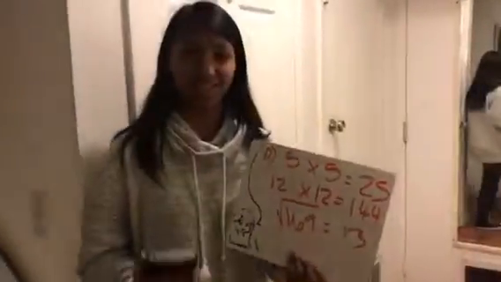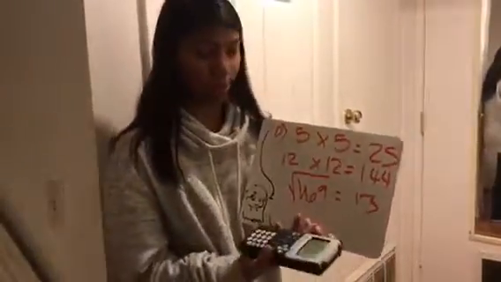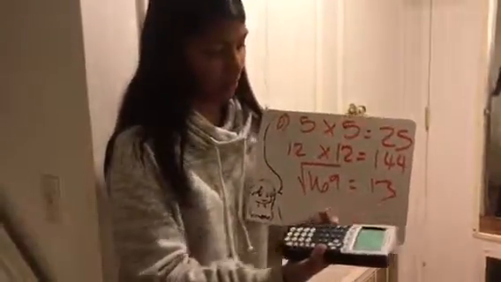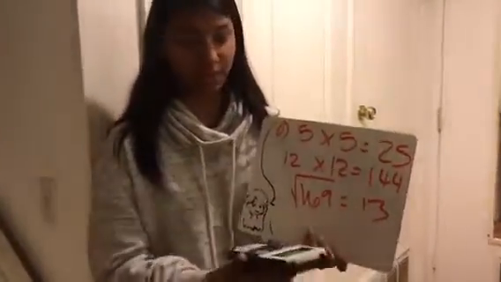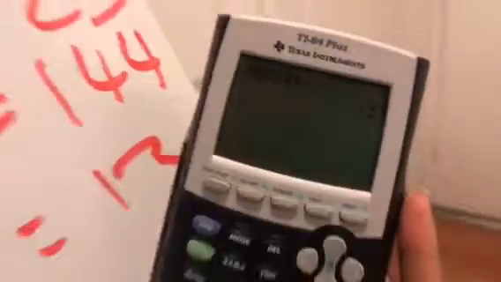Answer choice D says that Brandon's answer is incorrect because he uses a calculator. However, if this were to be Brandon's work, 5 times 5 equals 25, 12 times 12 equals 144, and the square root of 169 equals 13. If you were to do it on a calculator, the square root of 25 plus 144 equals 13, and Brandon's work is correct.